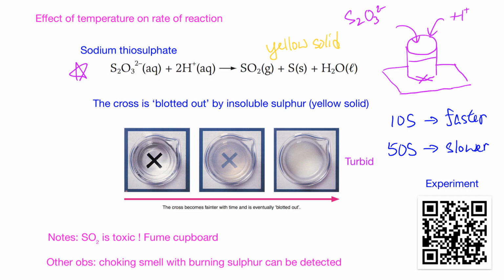If you want to know about the details of the experiment, you can check this QR code. This is one of the very interesting experiments that we have in chemistry. Other than the yellow sulfur that we can observe, which is one of the very important observations, we also see that there is SO2 gas formation. You have to notice that SO2 is toxic, so for the whole experiment, we highly recommend you carry it out in a fume cupboard. And other than the yellow solid, you may also notice a choking smell of burning sulfur can be detected because sulfur dioxide is formed in the process.